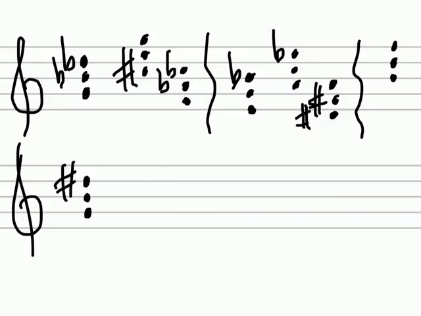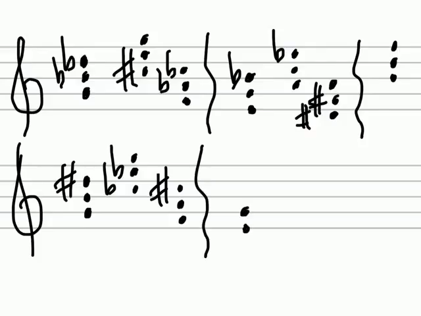So there's a G augmented, a C flat augmented, and an F augmented. Notice the fifth is one accidental higher than the others. E, A, D group, the third and the fifth are one accidental higher.